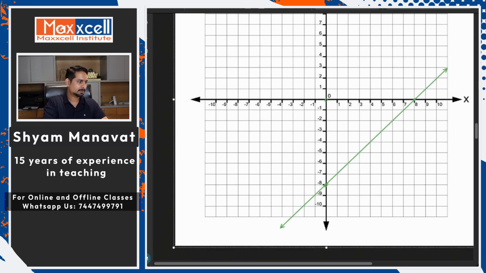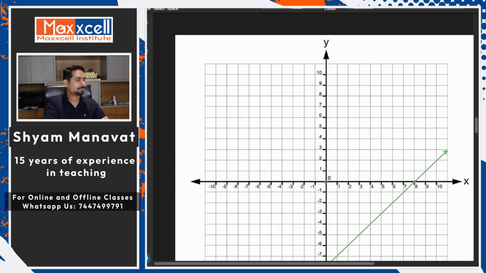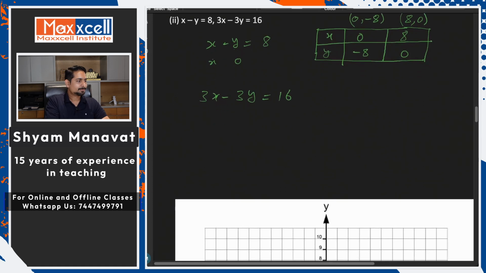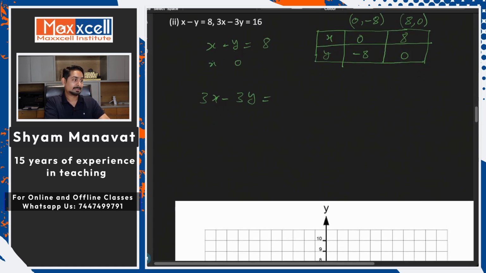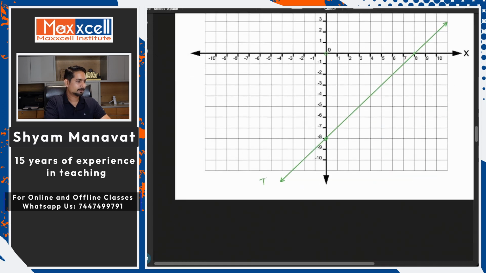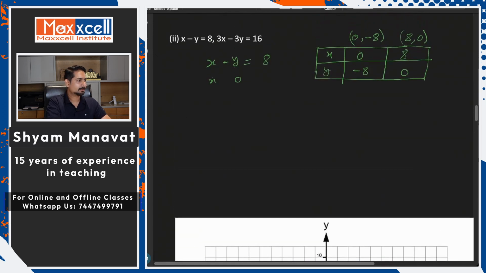That is equation number 1. Now the second equation is 3x minus 3y equal to 16. Let's change the color. Okay, 3x minus 3y equal to 16.